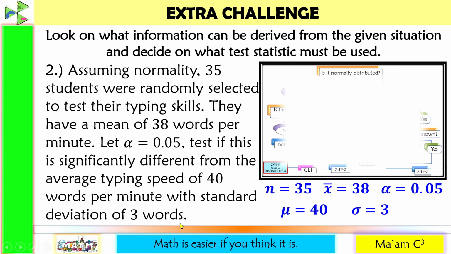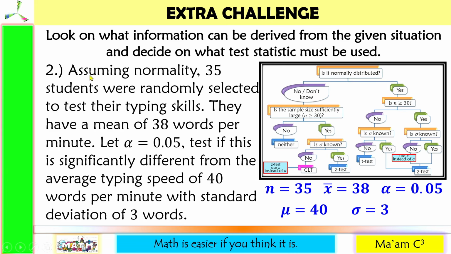Let us analyze. So it says here, assuming normality. So the answer to the first question is yes. Now let us look at our sample size and it is 35. So that is greater than 30. So the answer again is yes. Let us look if sigma is given. And yes, we have sigma here. Sigma is given. Therefore, again, we are going to use z-test.